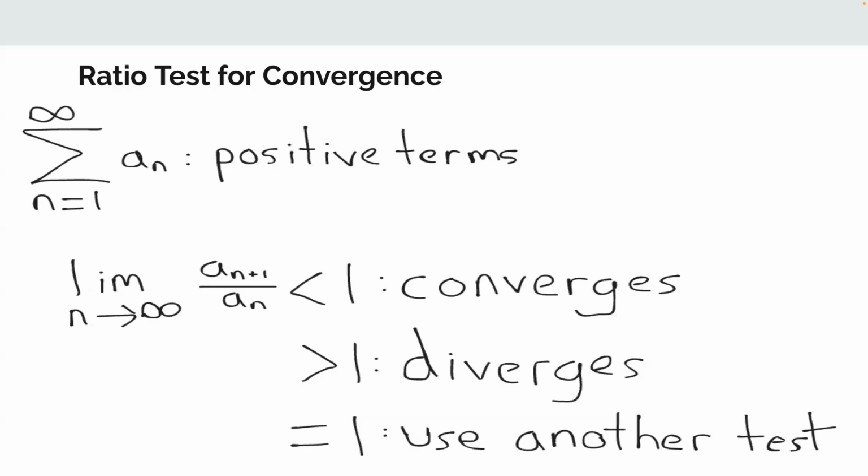Earlier, I mentioned something else with the ratio test. I misspoke there. That's not the ratio test. This is the actual ratio test.